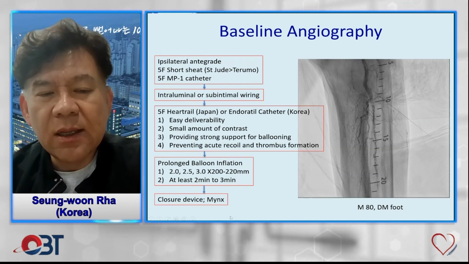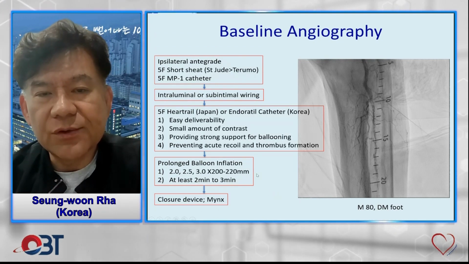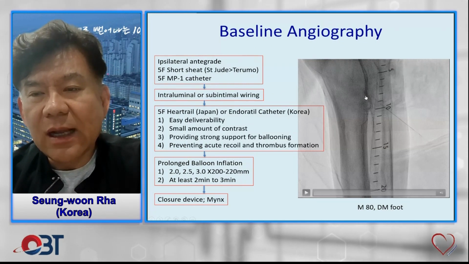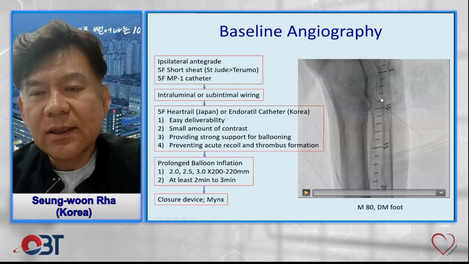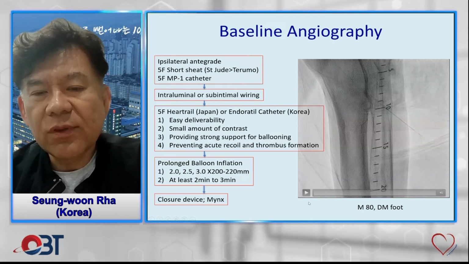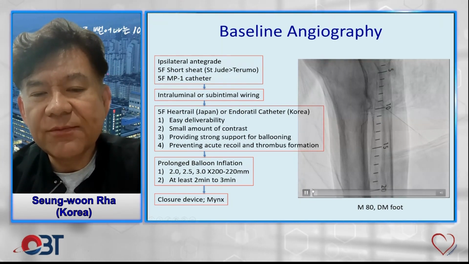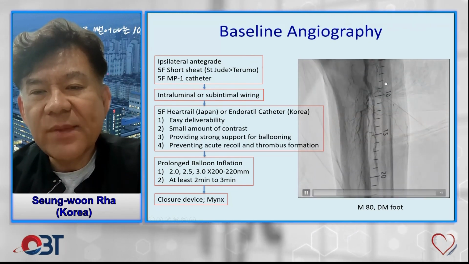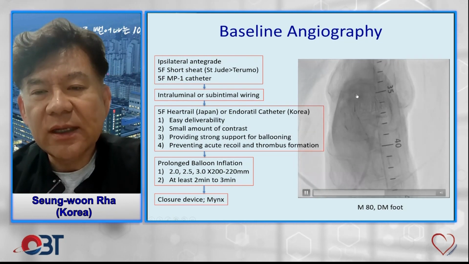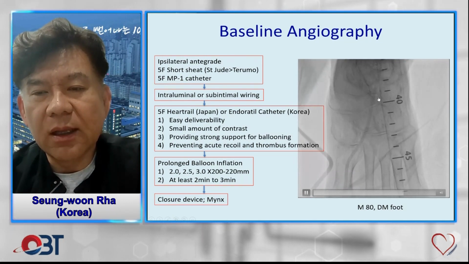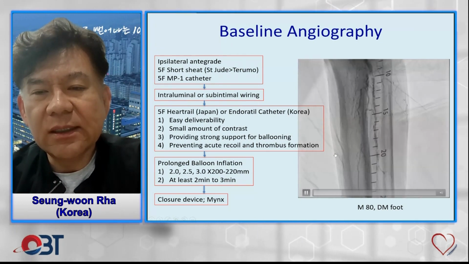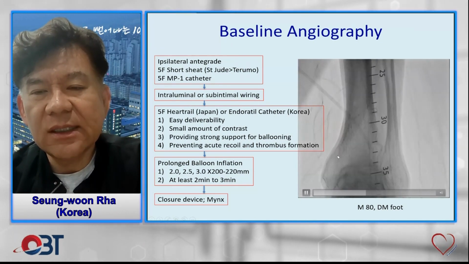And the external closure device with the wings closure is usual practice. As you can see, another CT angiography or the fluoroscopic or rotating angiography, you can see some fluoroscopic calcification marker and the symmetricity or the floppy and some spotty calcification and the contrast to some island. You can see many clues from the CT or from the angiography.